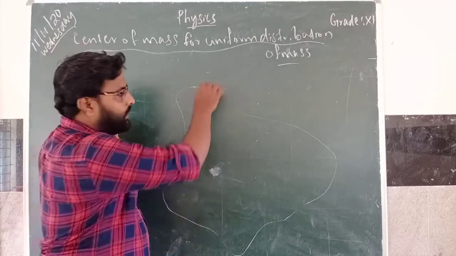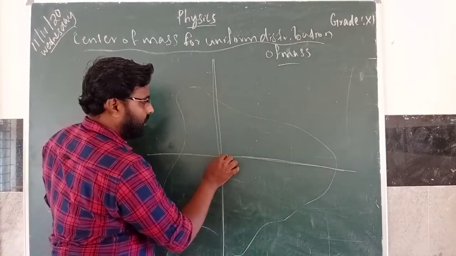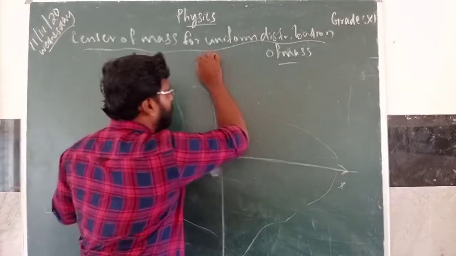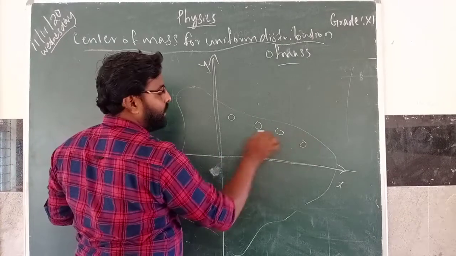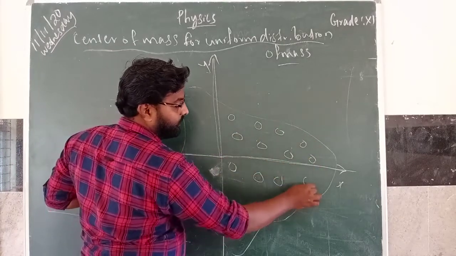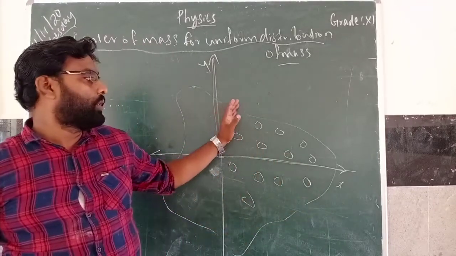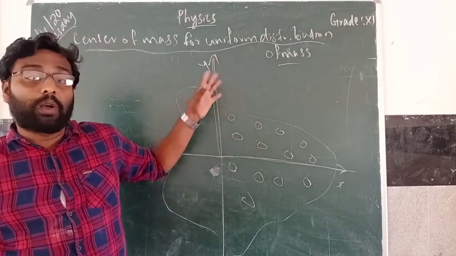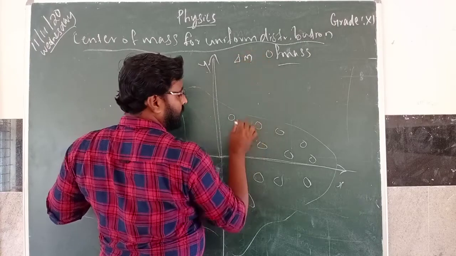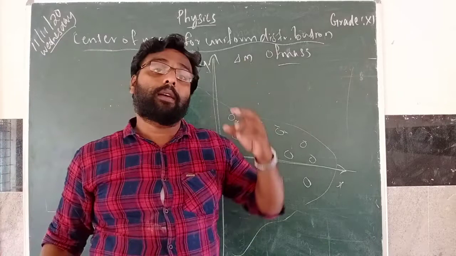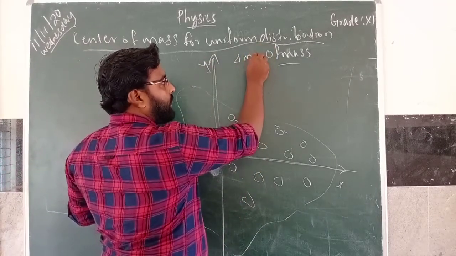One method you can use is to choose a coordinate system like this: x, y, z. Then distribute the mass into point masses. So this is the center of mass for uniform distribution of mass. Uniformly you have distributed the whole bulk body mass into small point masses, delta m. So m1, m2, m3, m4, m5, m6, like that up to n masses you can distribute.